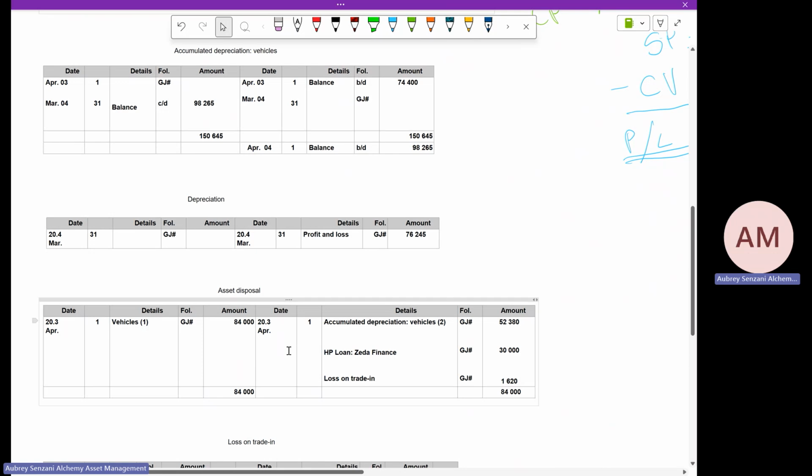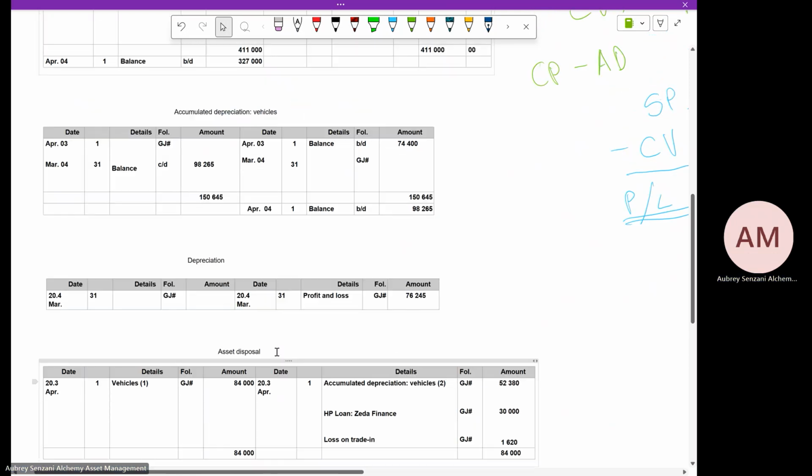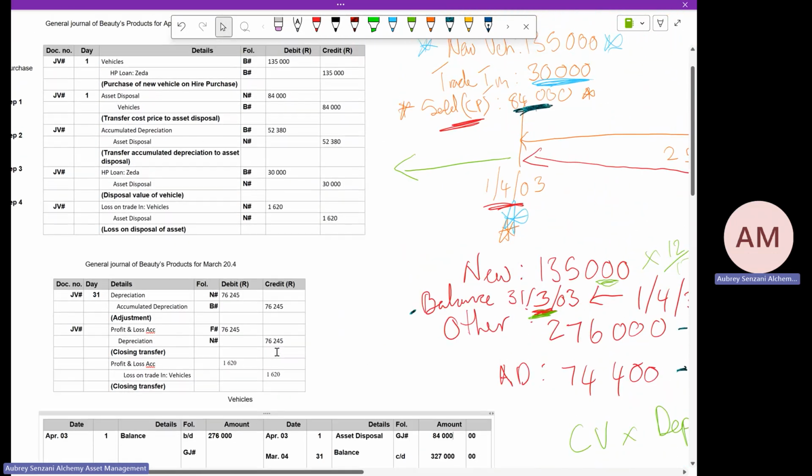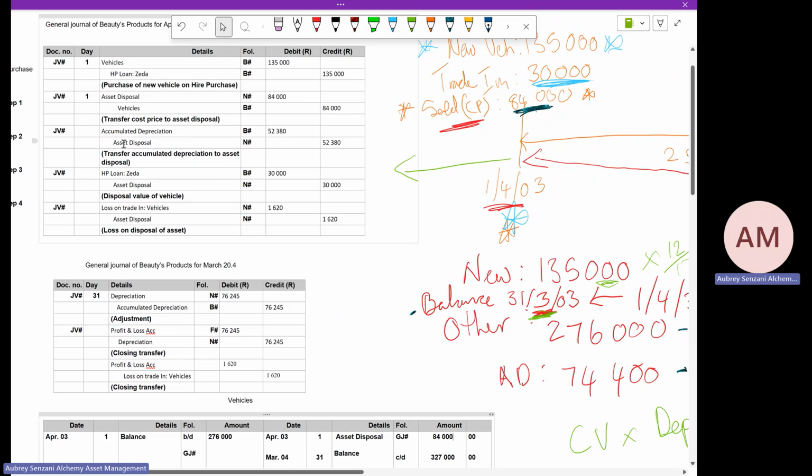Let's also credit our asset disposal, which we have already done there. There you can see the 84,000. Okay, all right. So step number one is out of the way. Then we go to step number two.